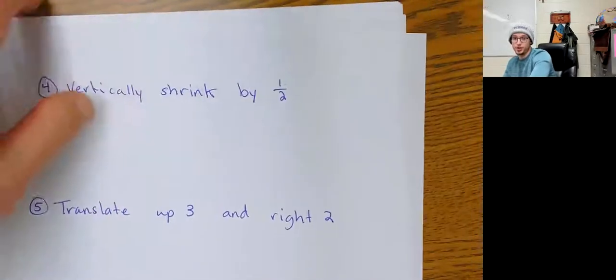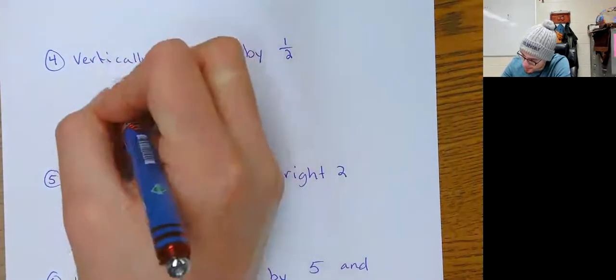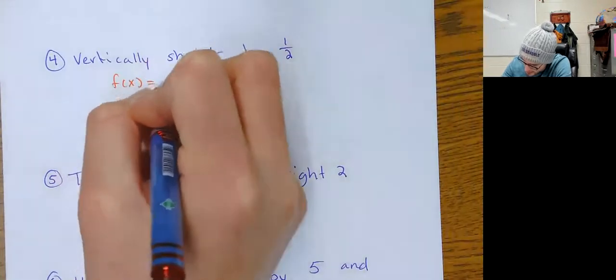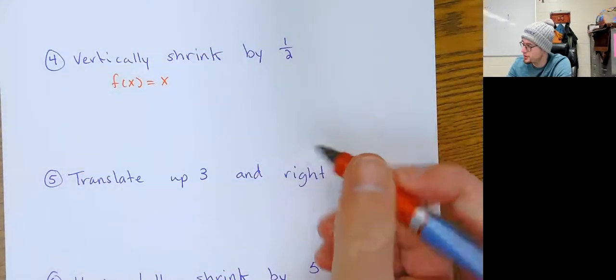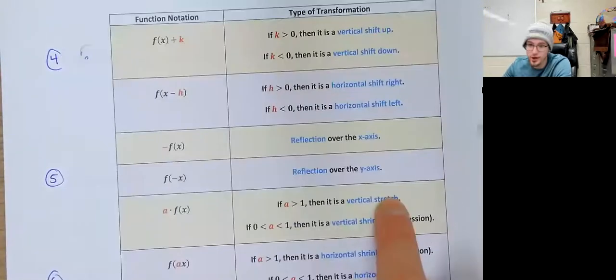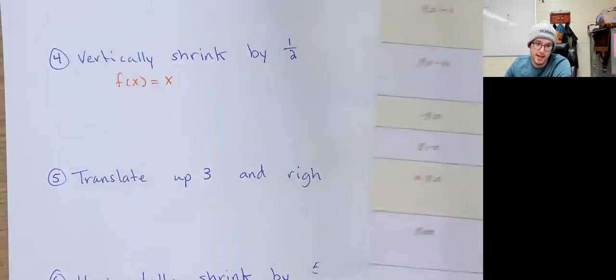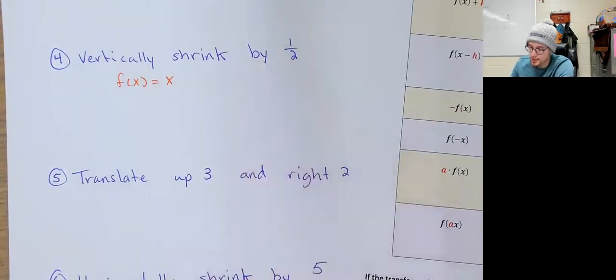Let's do vertical shrink. So for vertical shrink, we're going to have f of x equals x. Any vertical shrink or stretch means that we're going to multiply the entire function by that value. And we're going to be multiplying, in this case, by 1/2, which ends up making it a shrink.